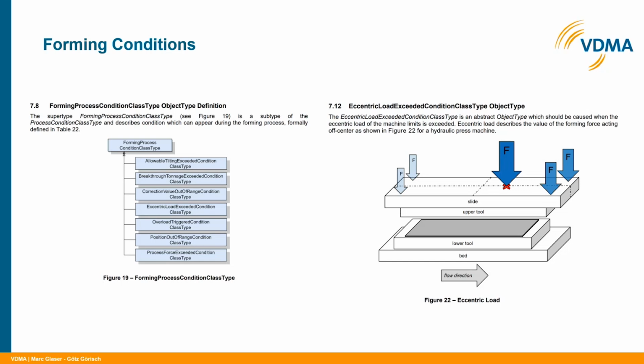Additionally, we have some other conditions like the overload triggered, as well as the process force, the general process force that's exceeded on the machine. Even there we have some limits, and all those were defined to prevent the machine from crashing.